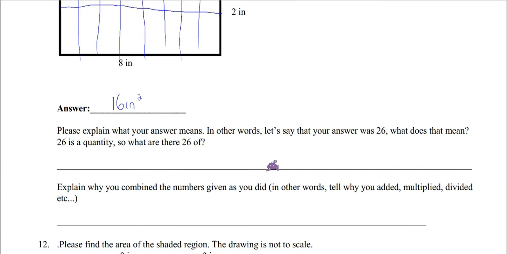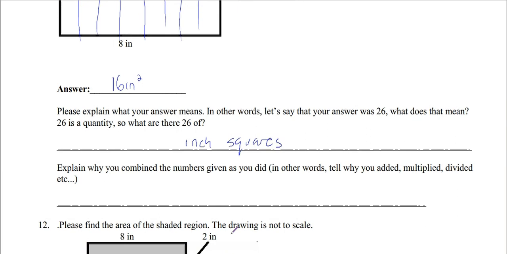Explain your answer. Let's say there's 26. What does it mean? 26 of what? There are 26 squares. We could say inch squares if we want. Really, it's just counting the number of squares, whatever those kinds of squares are.